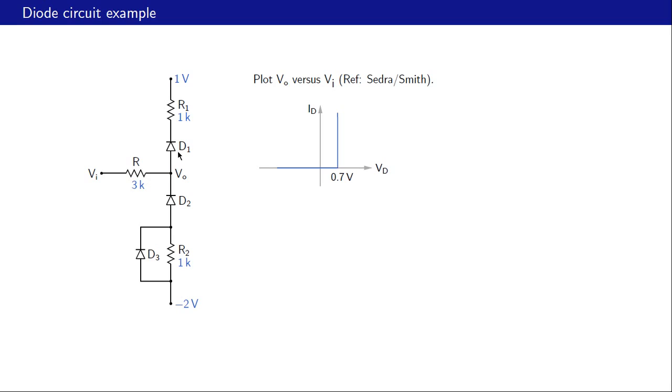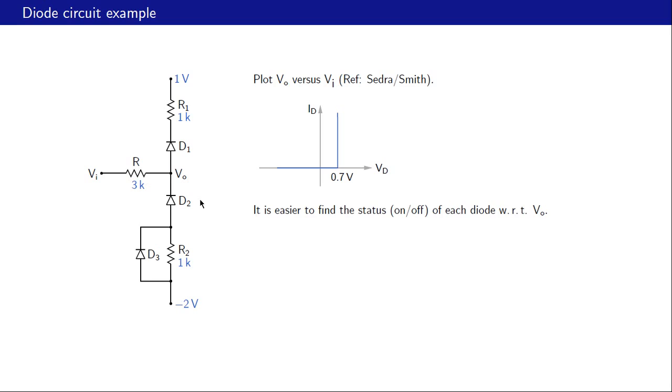Since we have 3 diodes here, there are 8 possible states for this circuit. This D1 can be on or off, D2 can be on or off, and D3 can be on or off. So therefore there are 2 raised to 3 or 8 possible states, and therefore the circuit analysis surely looks very complicated. But once we realize that it is much easier to find the status of each diode with respect to VO, then things are much simpler.